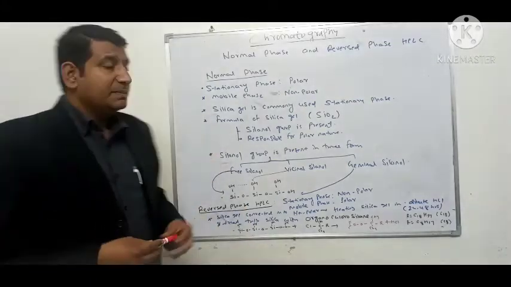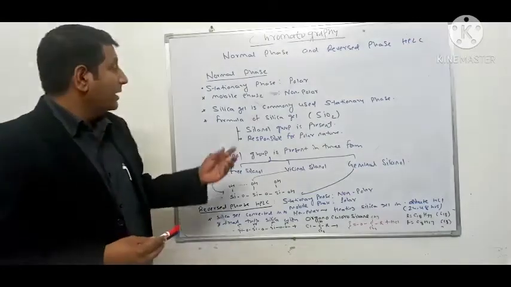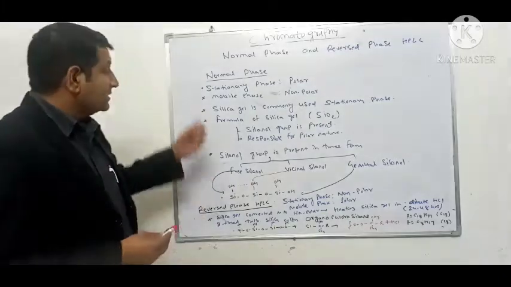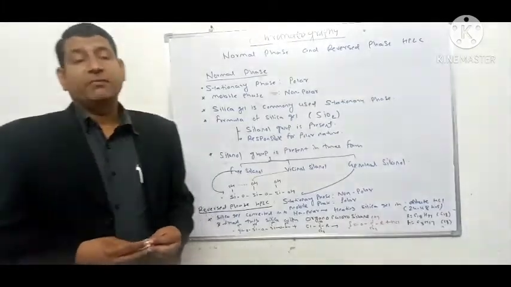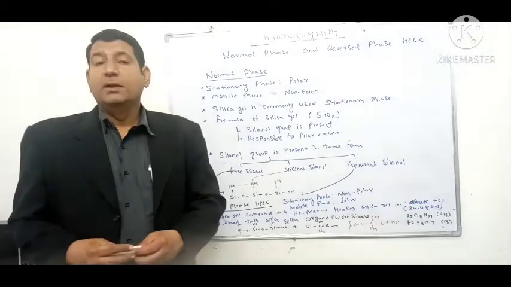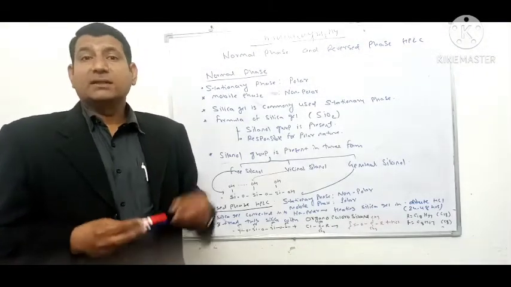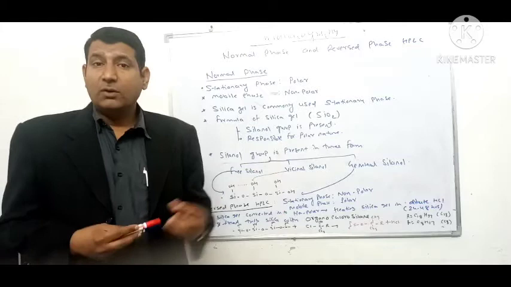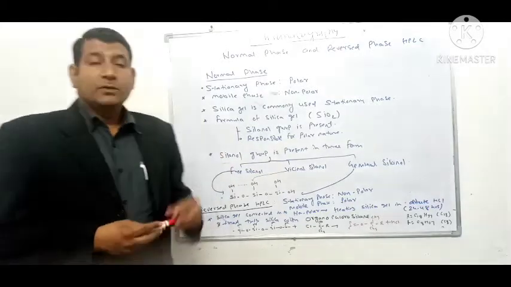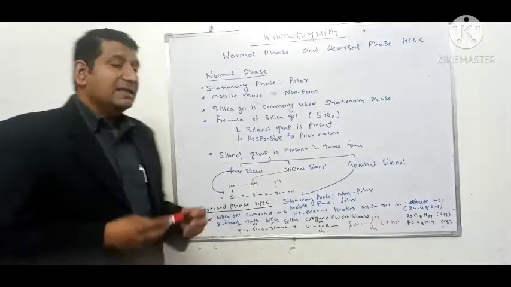In normal phase HPLC, we take a polar stationary phase. Which type of stationary phase is taken? Silica gel is the commonly used stationary phase. I discussed the column in the instrumentation part: the column is a stainless steel cylindrical rod, hollow inside, which is packed with some adsorbent material. That adsorbent material is basically silica gel.